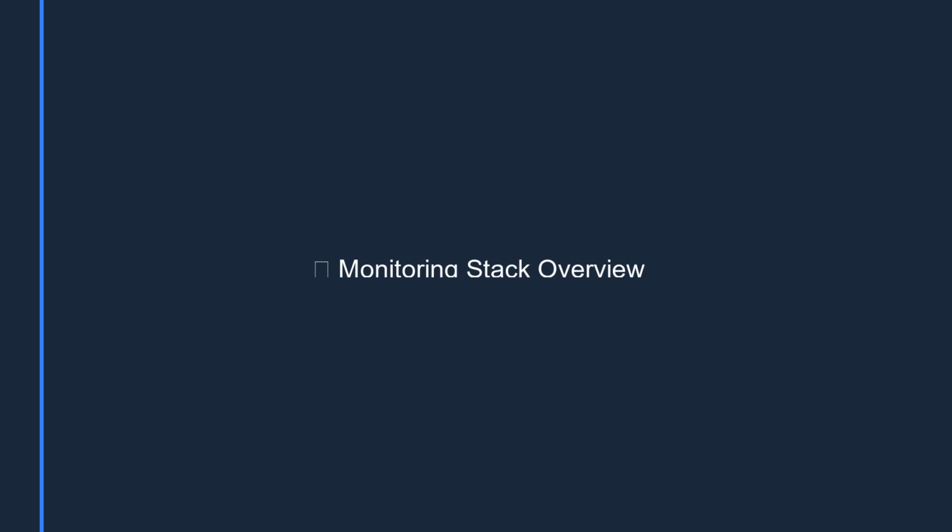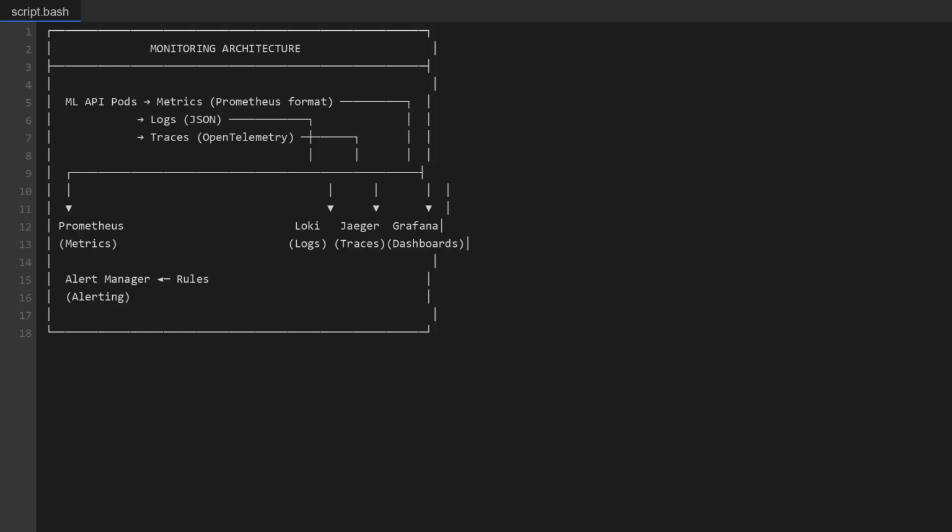Monitoring stack overview. Before writing a single line of configuration, it's worth understanding what we're actually building and why the pieces are separated the way they are. Production observability breaks down into 3 distinct signal types. Metrics are numerical measurements over time. Request rates, GPU utilization, latency percentiles. Prometheus scrapes these in its own exposition format.